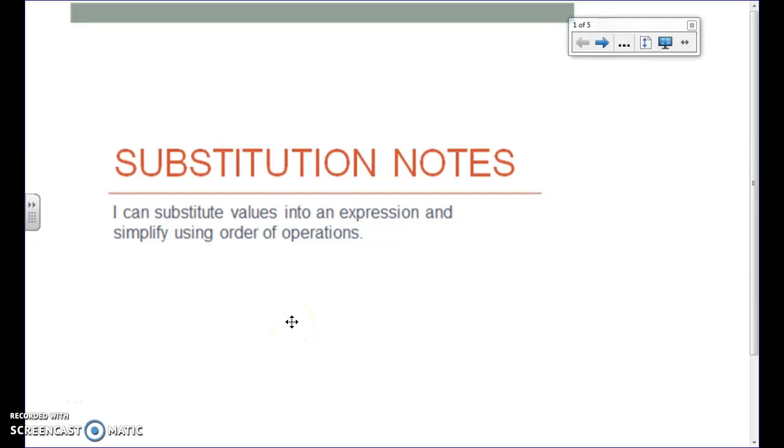All right, this is Mr. Gillum, and today we're going to learn a little bit about substitution. So maybe you've done this a little bit in 5th grade, maybe not, but today we're going to substitute in numbers for the variables, okay?